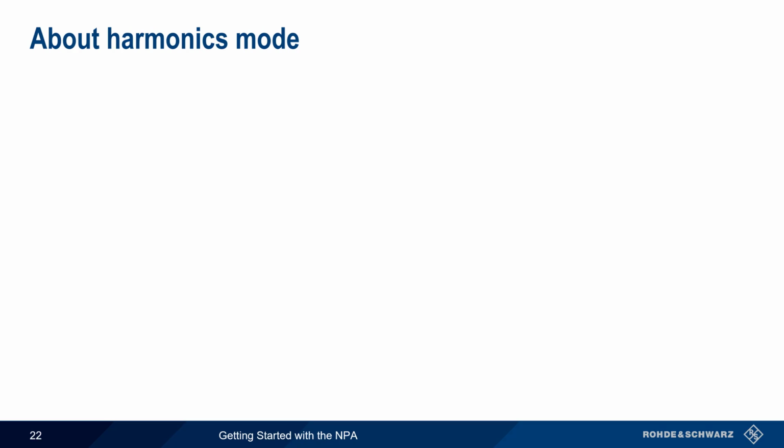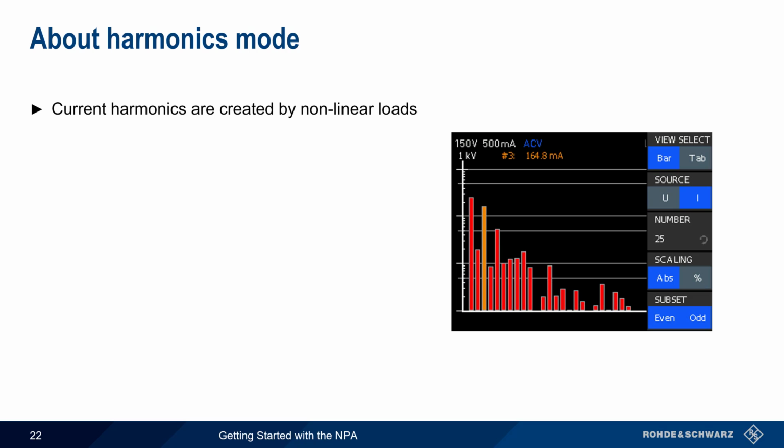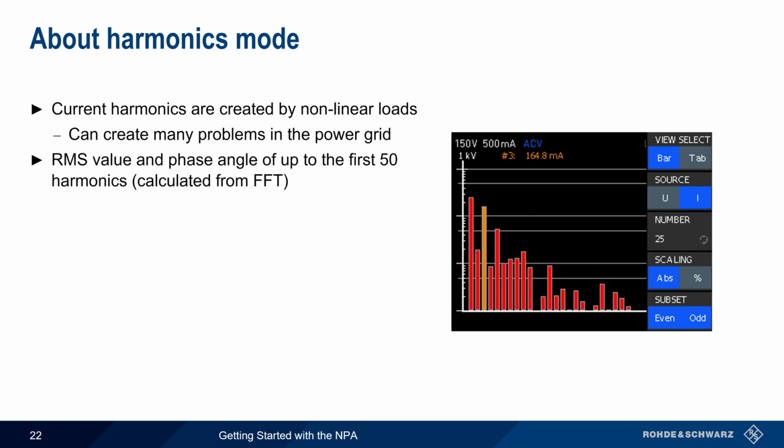The last standard measurement mode we'll look at is Harmonics mode. Harmonics are created by nonlinear loads and can create many problems in the power grid. Harmonic mode performs an FFT or fast Fourier transform in order to calculate the RMS value and phase angle of up to the first 50 harmonics.